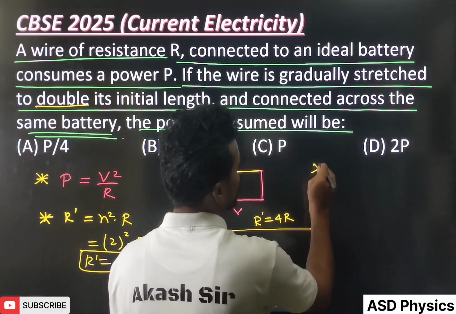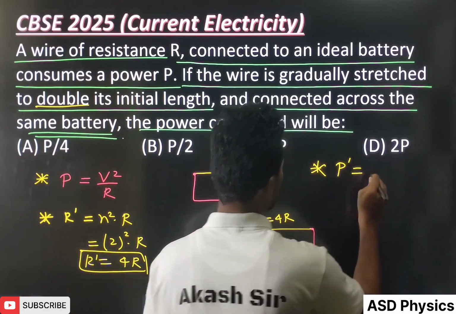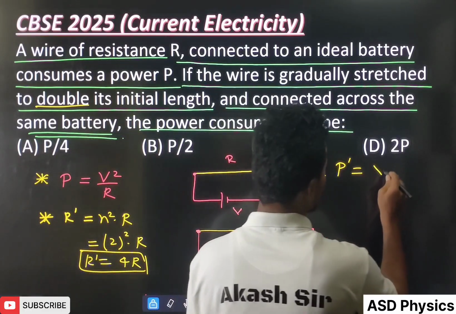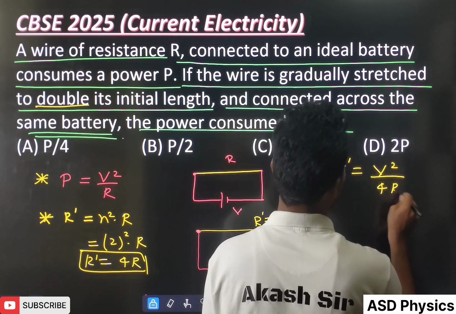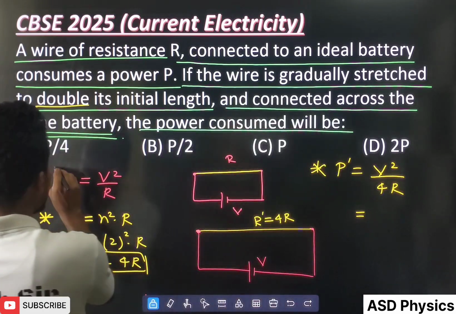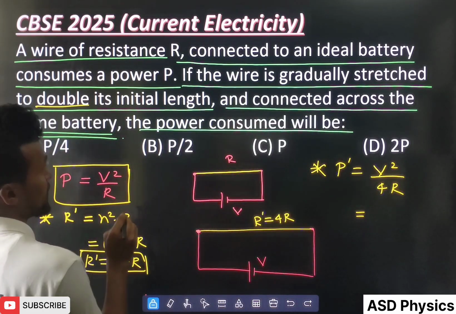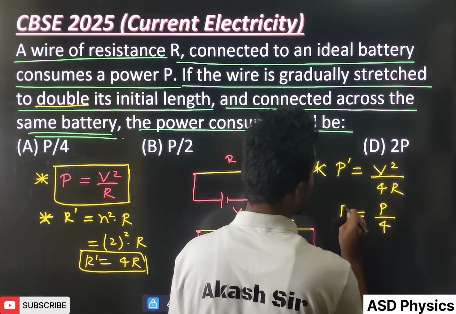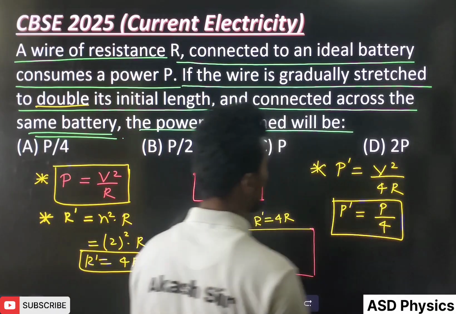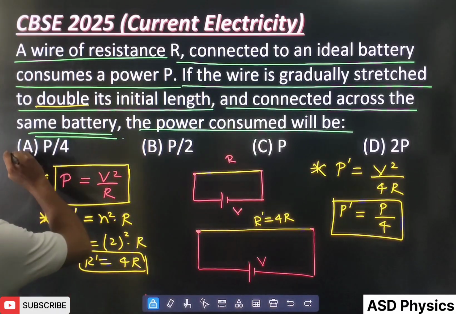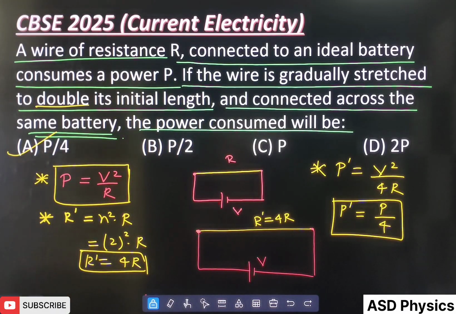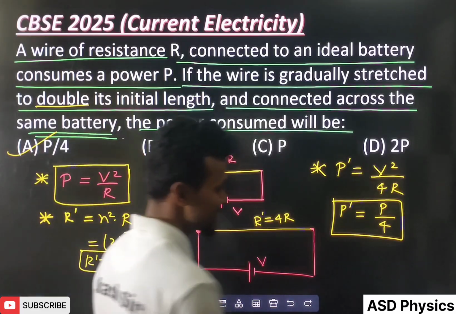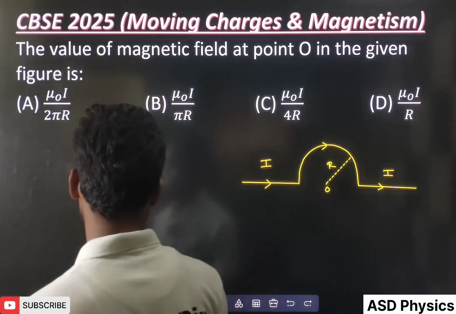Now if I talk about the new power consumption, it will be V square by 4R. And you know very well, students, P equals V square by R. So V square by R is P. So we can write P dash is equal to P by 4. Which option is correct here? The correct option is option A. Great. Now students, let's move to the next one.